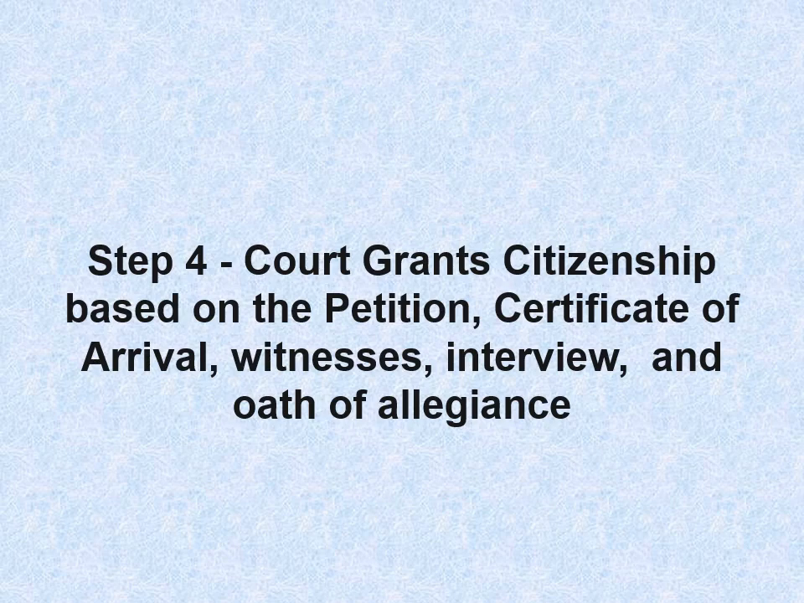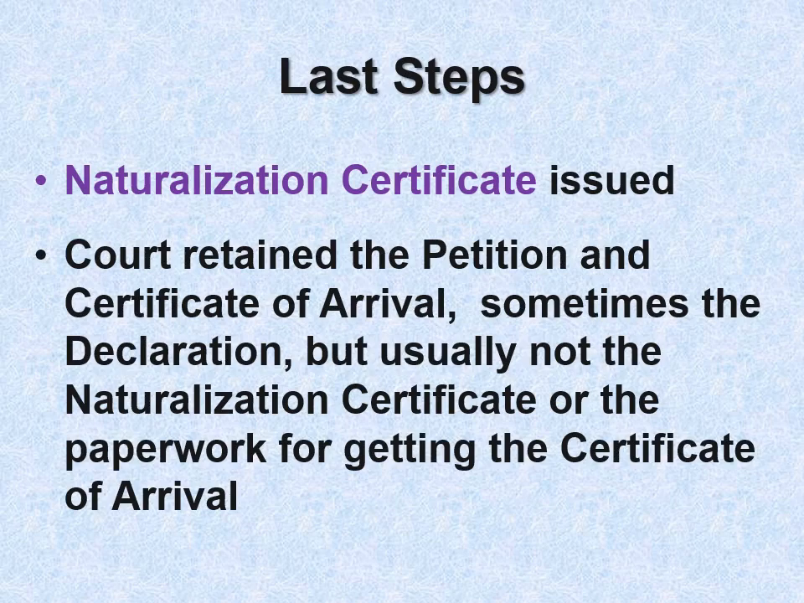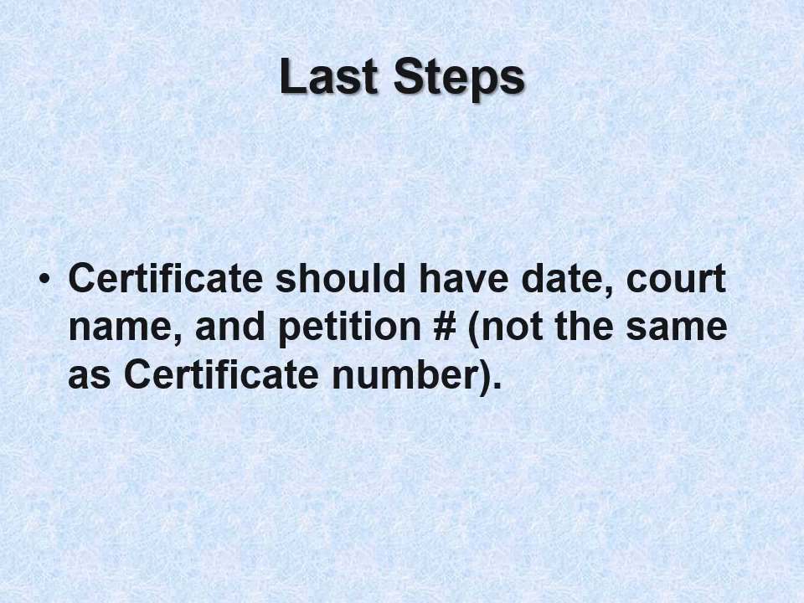So step 4, the court grants citizenship based on the petition, the certificate of arrival, witnesses, interviews, knowledge about the U.S. Constitution, and oath of allegiance. And then they would issue a naturalization certificate, which a lot of families still retain. The court retained the petition and certificate of arrival, and sometimes the declaration, but usually not the naturalization certificate or the paperwork for getting the certificate of arrival, which is really too bad. The certificate should have the date, court name, and petition number, not the same as the certificate number.